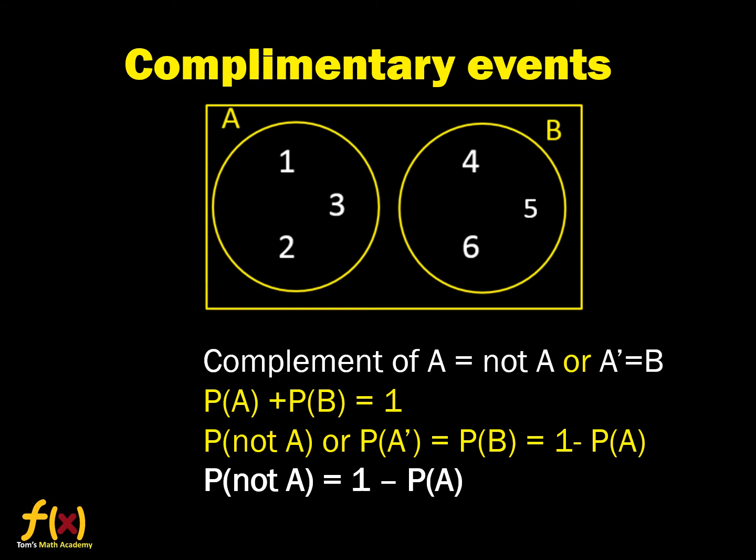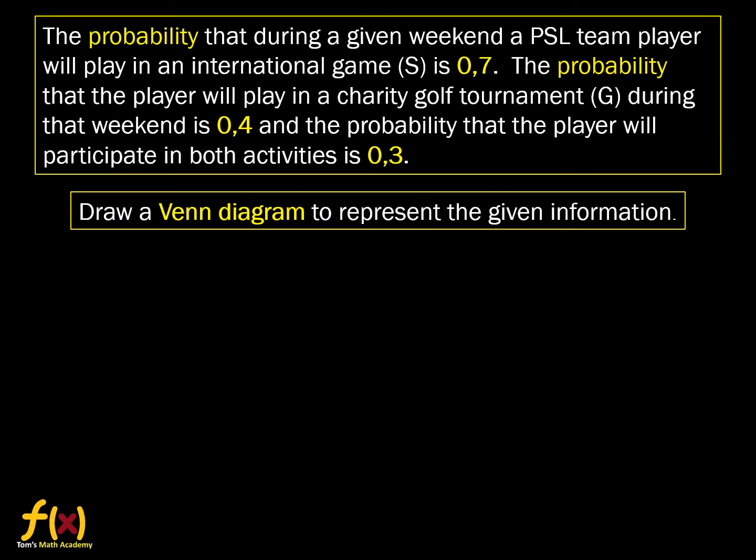The probability that during a given weekend, a PSL team player will play in an international game represented by S is 0,7. The probability that the player will play in a charity golf tournament represented by G during the weekend is 0,4. And the probability that the player will participate in both activities is 0,3. Draw a Venn diagram to represent the given information.